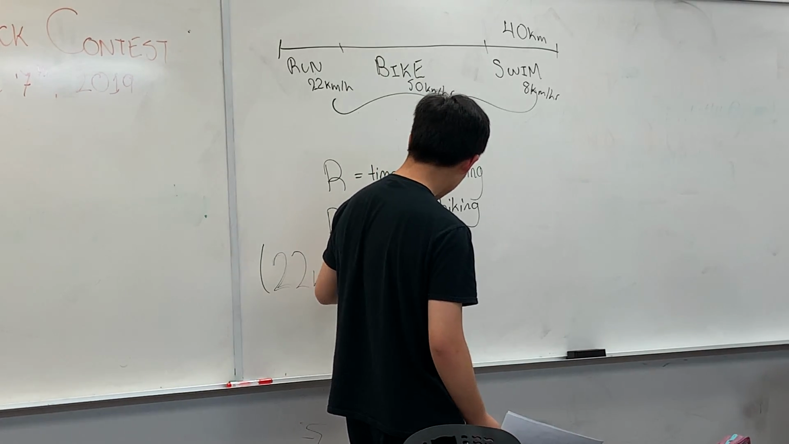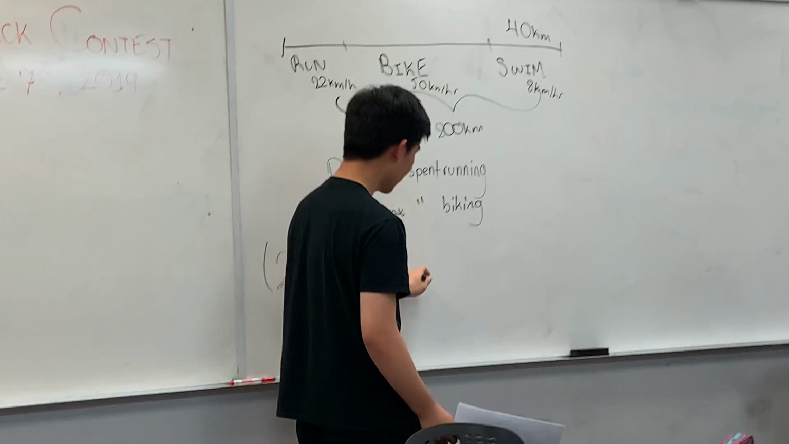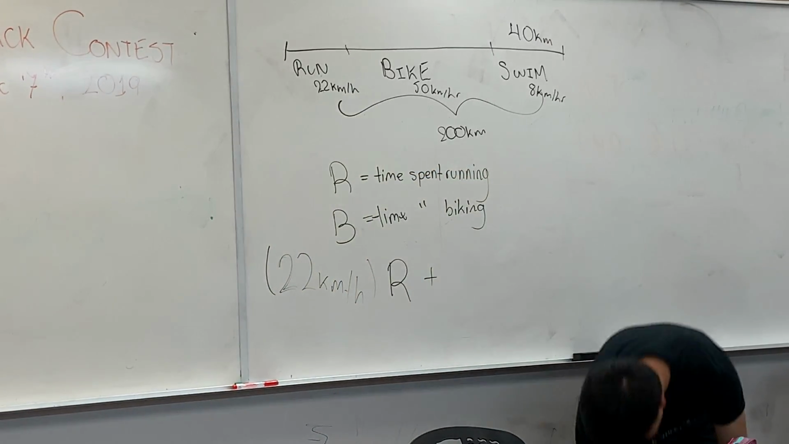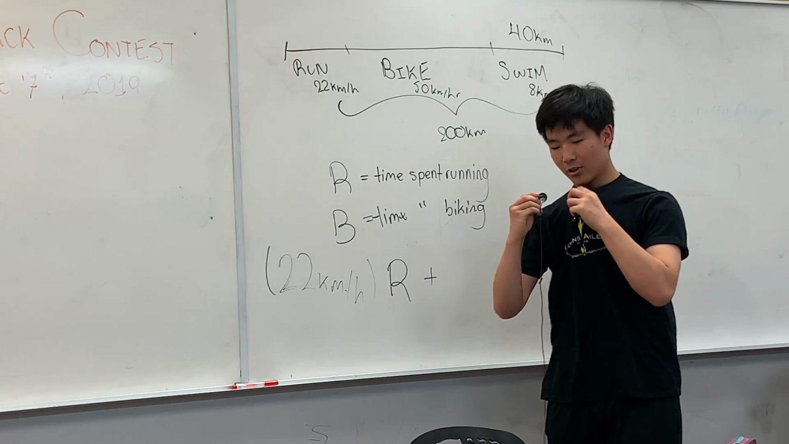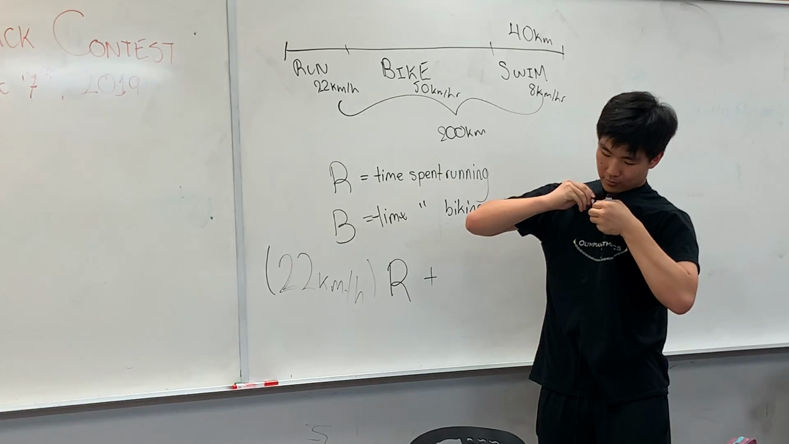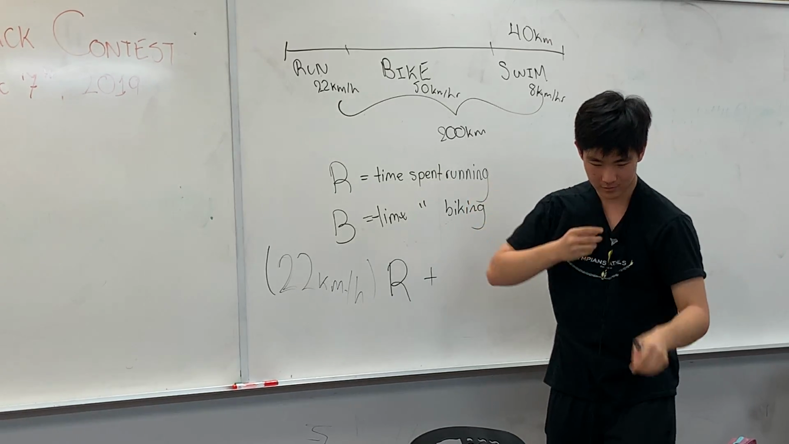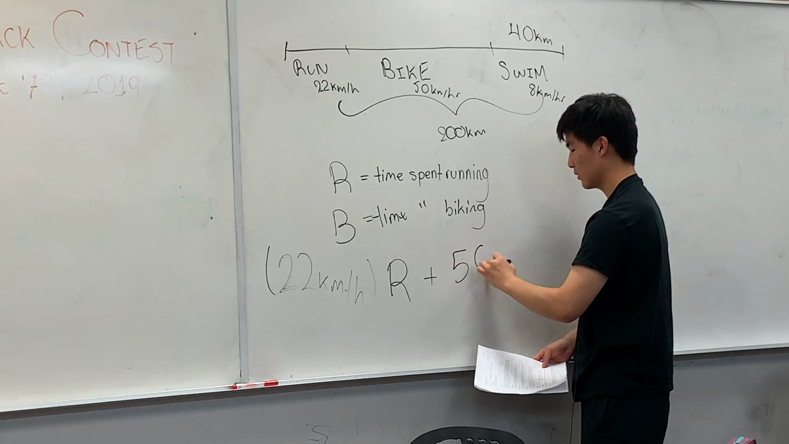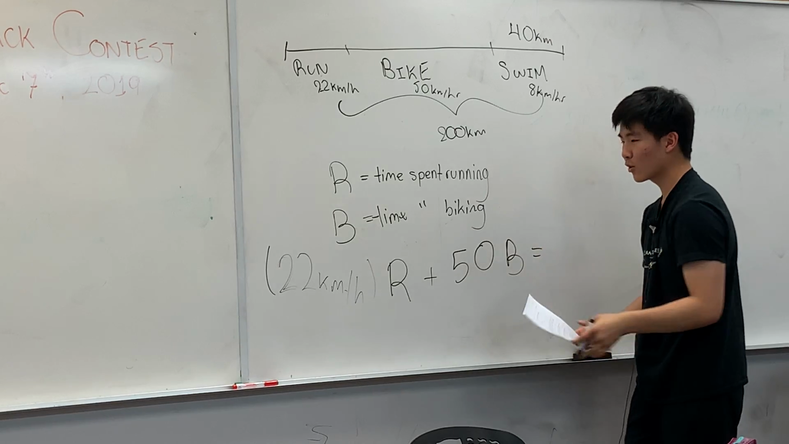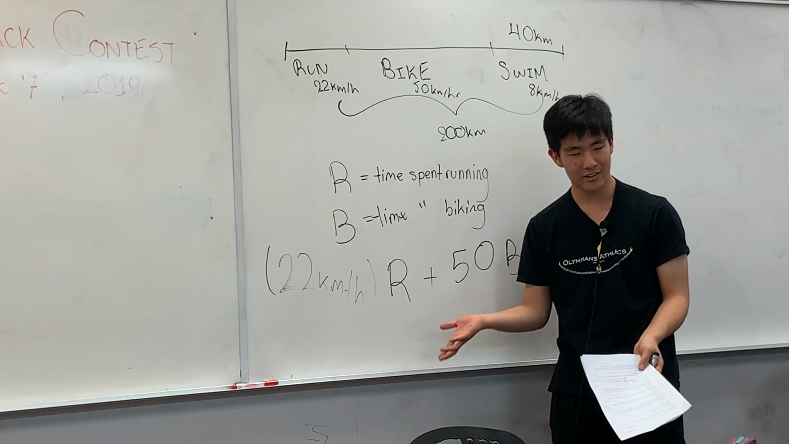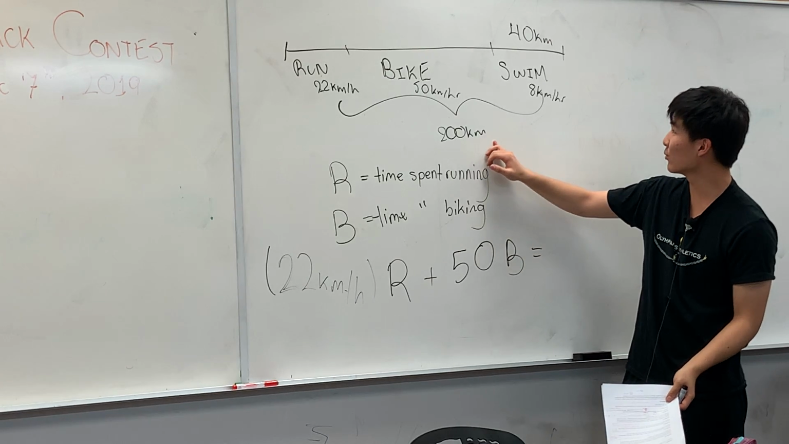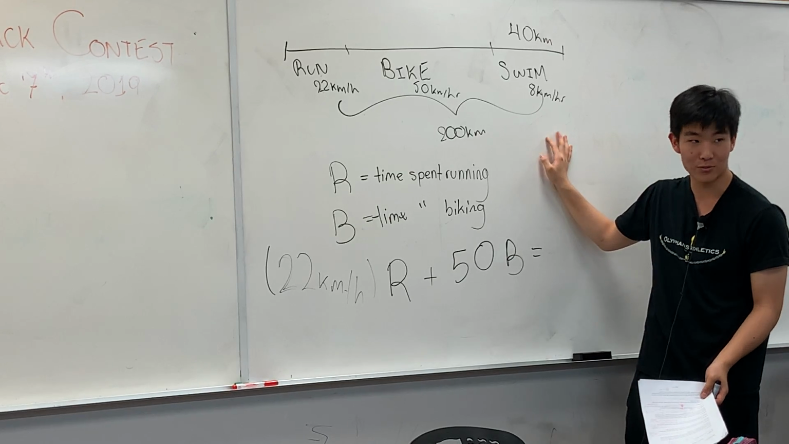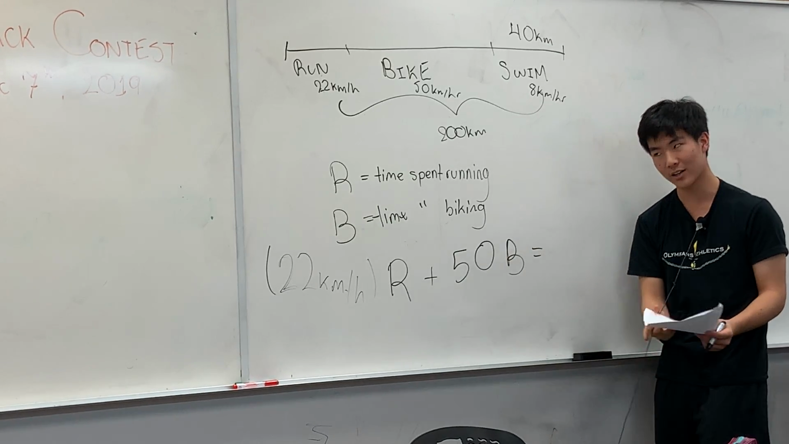So we're doing rate times time for our running, and we're also going to do our rate times time for our biking. So then what's the distance of the track ran and the track biked? Well, we know that the entire track is 200 kilometers and the pool itself is only 40. So the remainder is 200 minus 40, which is 160.